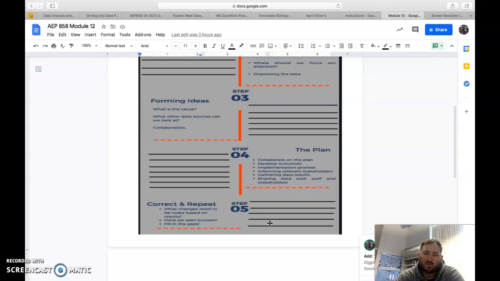And then the last step, correct and repeat. What changes need to be made based on results? Have we seen successes? And fill in the gaps. Who are we missing? Who's slipping through? How can we make those changes?